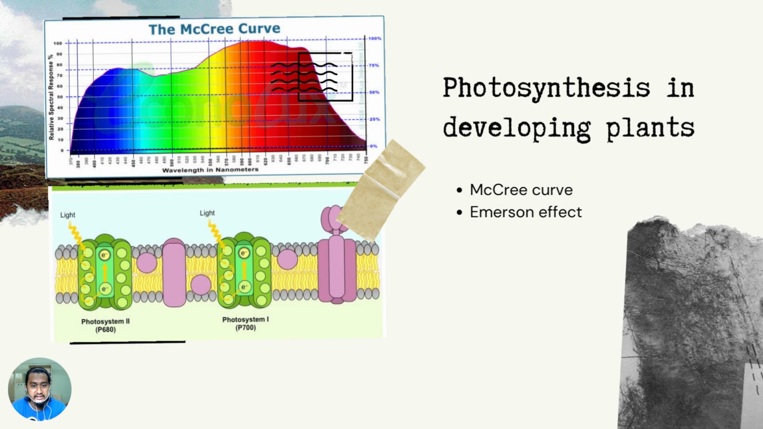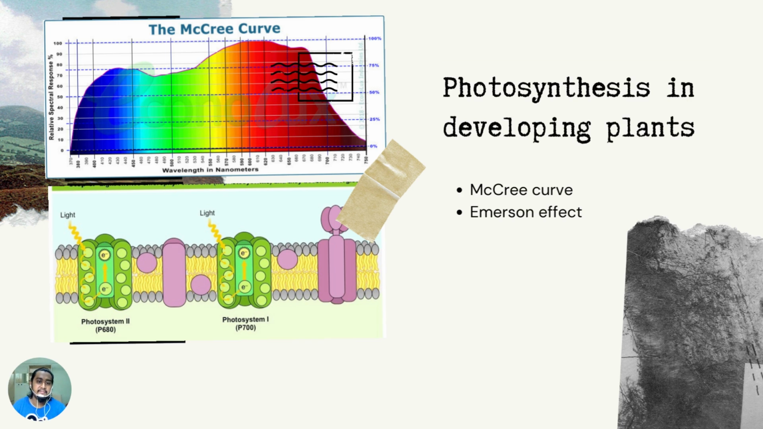This is the McCree curve. The McCree photosynthetically active radiation graph doesn't show absorbance. Instead, it shows the rate of photosynthesis by color. By measuring the photosynthesis, it shows that plants use the full spectrum of light from 400 to 700 nanometers. However, colors outside this range, such as infrared and ultraviolet, also play an important role in photosynthesis.